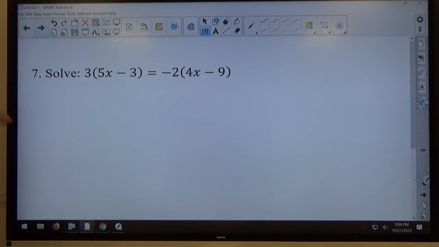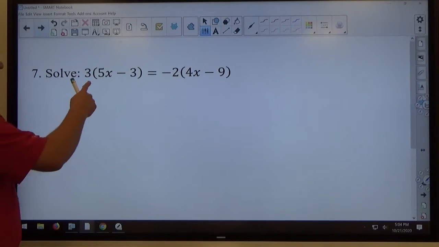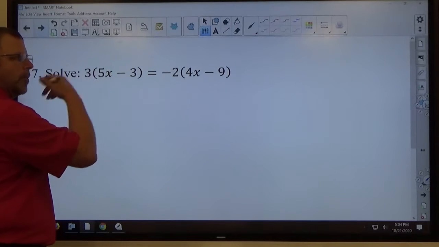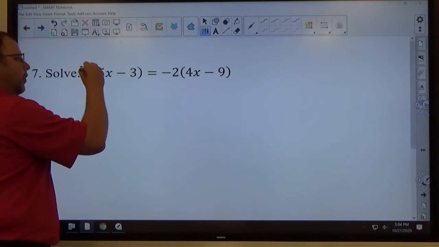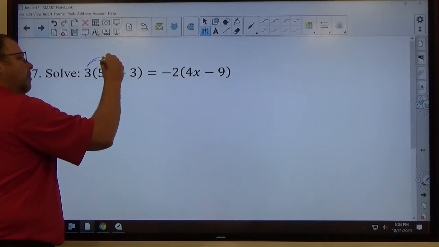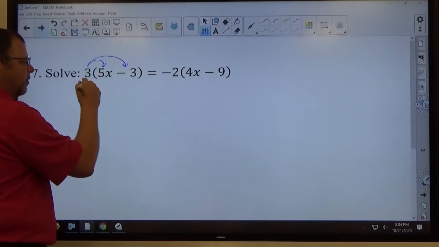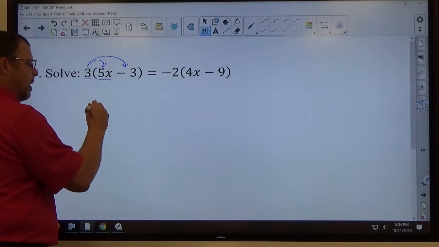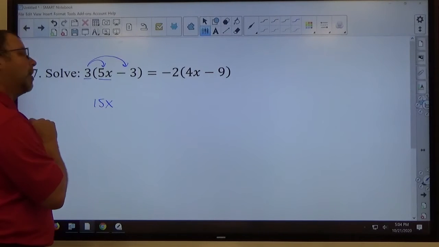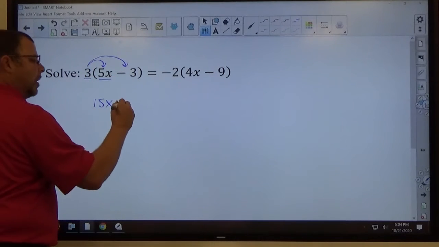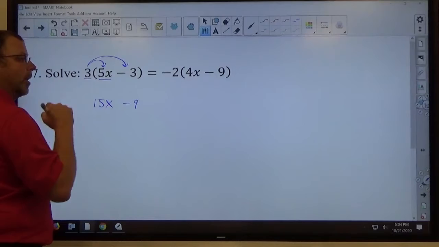Number 7, a little bit more complicated solve. We have the distributive property on the left and right, so very much like we were doing a moment ago. We're going to distribute, we're going to do 3 times this and 3 times this. So 3 times positive 5x is positive 15x. The signs match, so I get a positive. Positive 3 times negative 3 makes negative 9. The signs are different, so I get a negative.